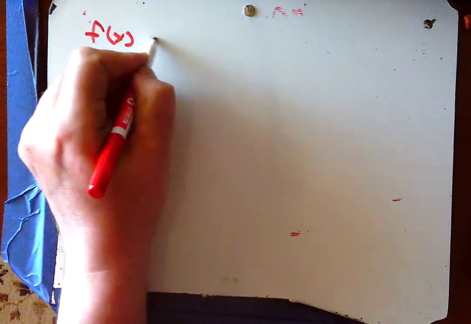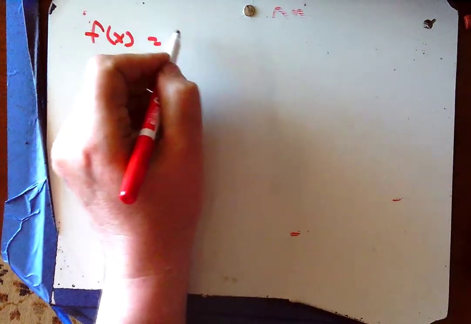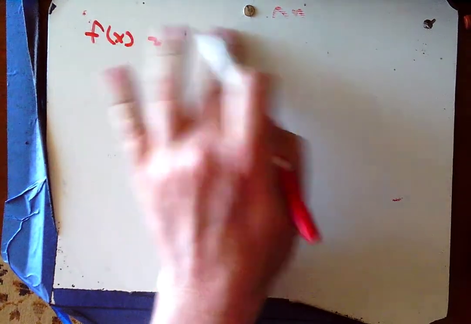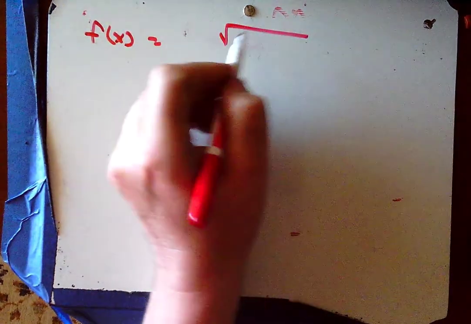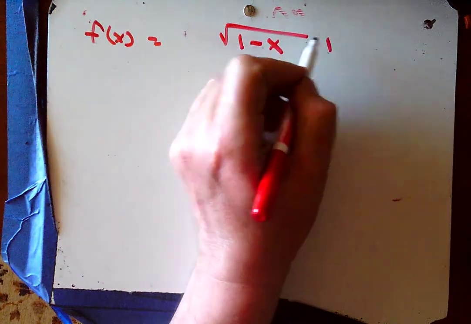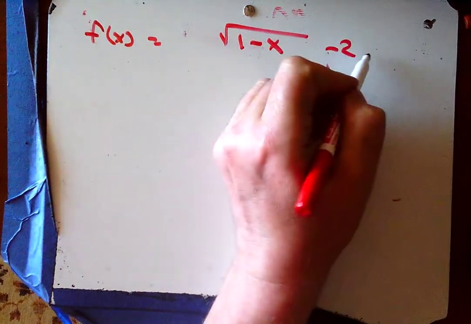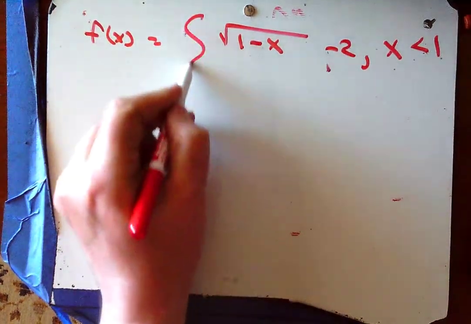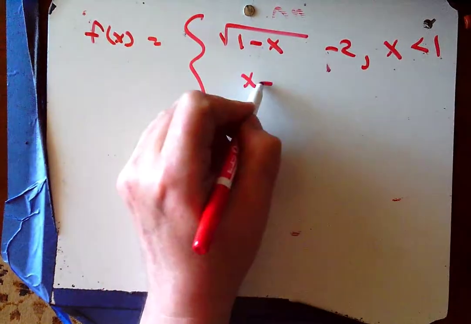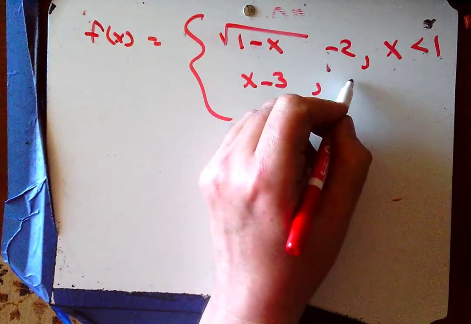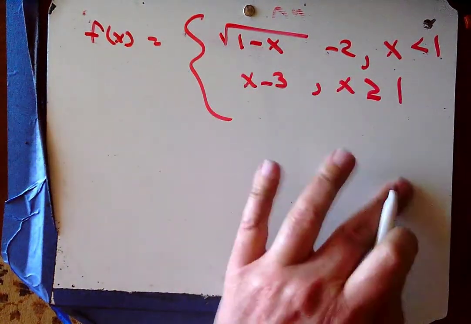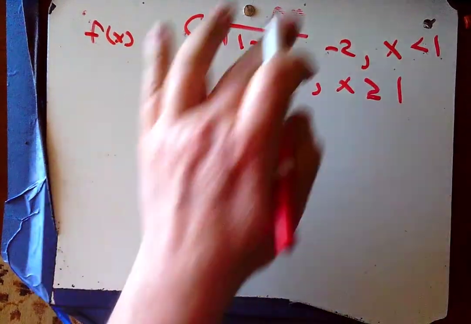F of x equals negative x plus 1. Oops, that was the first problem. I meant to give you square root of 1 minus x, minus 2 for x less than 1, and x minus 3 for x greater than or equal to 1. Okay? So, give that a try.